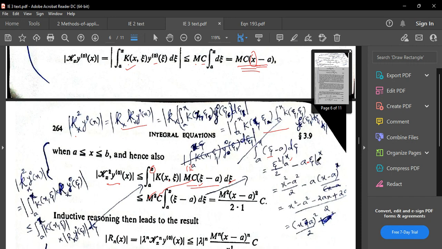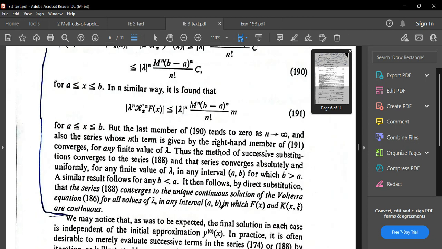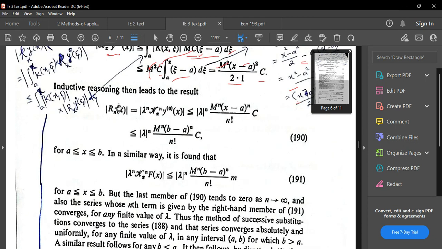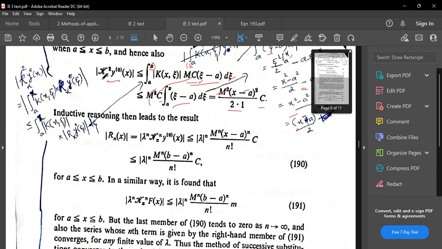This a to x, we evaluate this one, and we take this 2 as the divisor. We will get x minus a the whole square. So m square, we will end up in this m square. This is x minus a the whole square, by 2 into 1 into this c. So likewise by iteration we can denote this as script k x2. So here it is Rn and lambda n, mod lambda n, script kx raised to n of y naught.